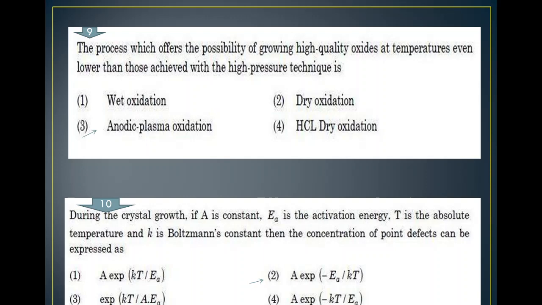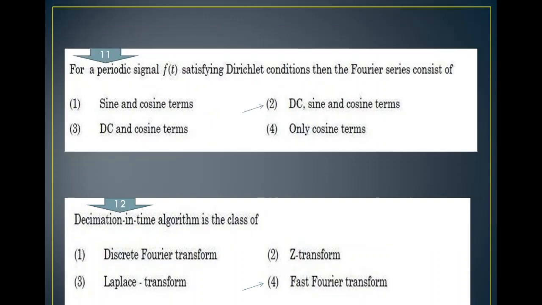Option number 4, A exponential minus KT upon EA. And your correct answer, option second, that is A exponential minus EA upon KT. This is simple, theoretical, one line questions. So next, question number 11.